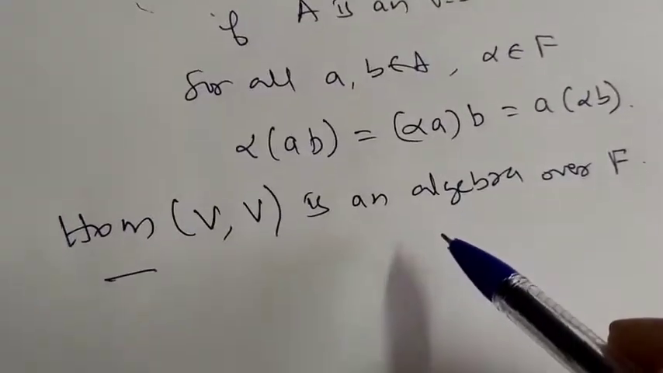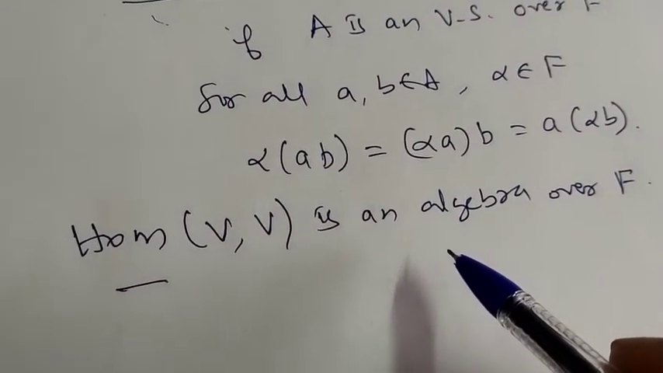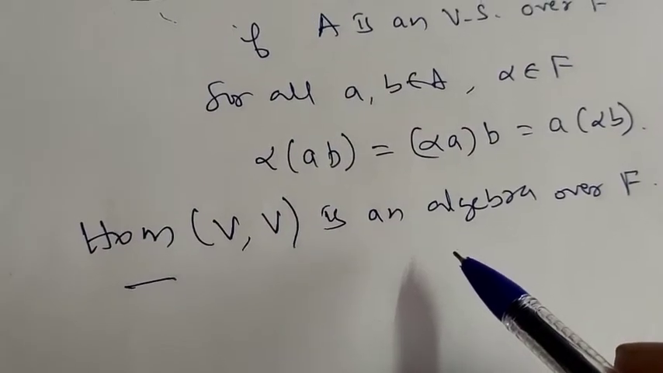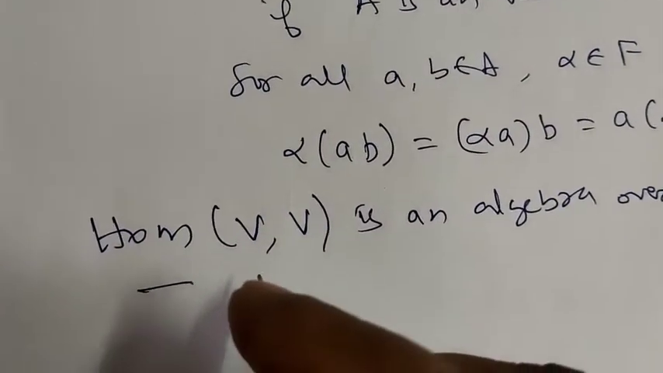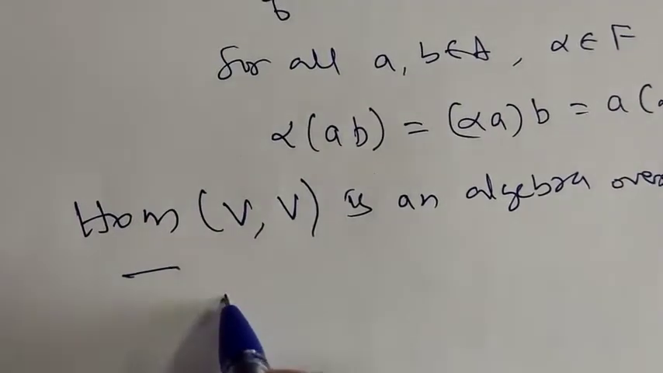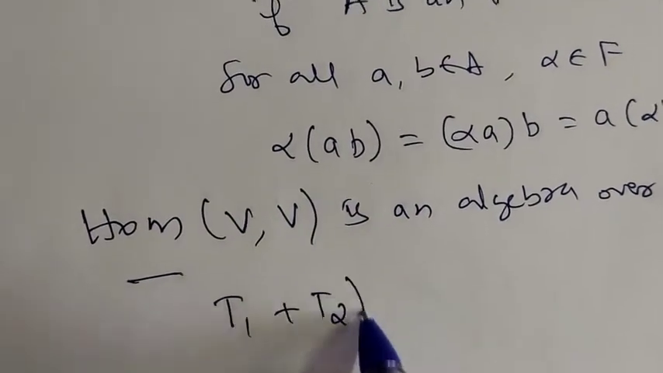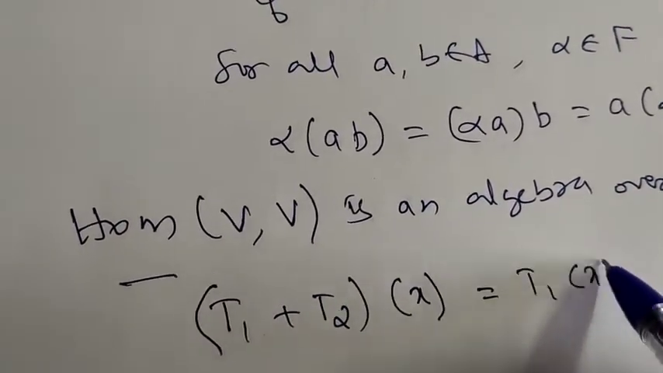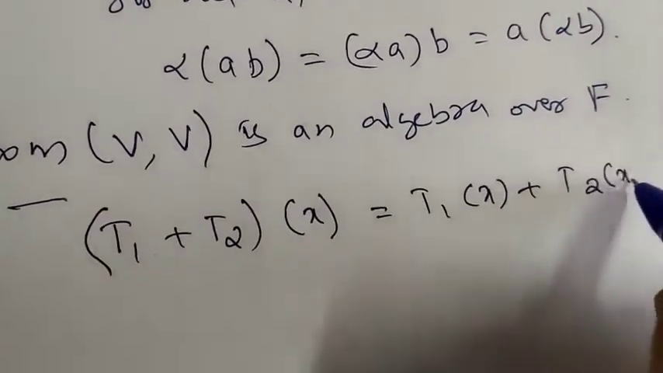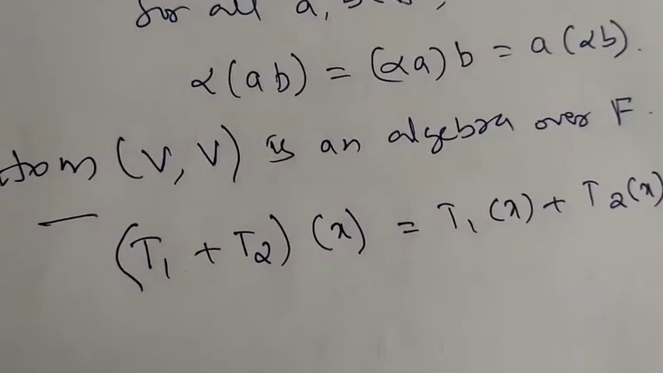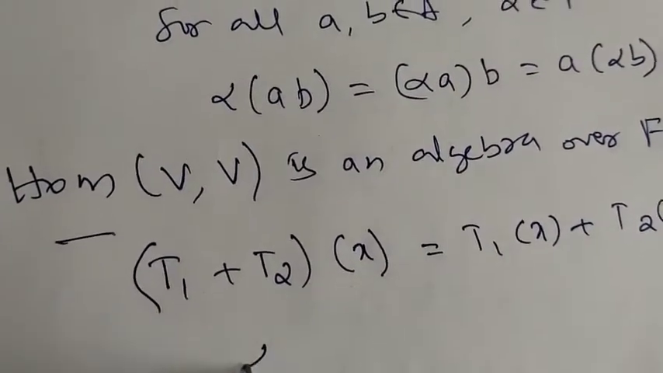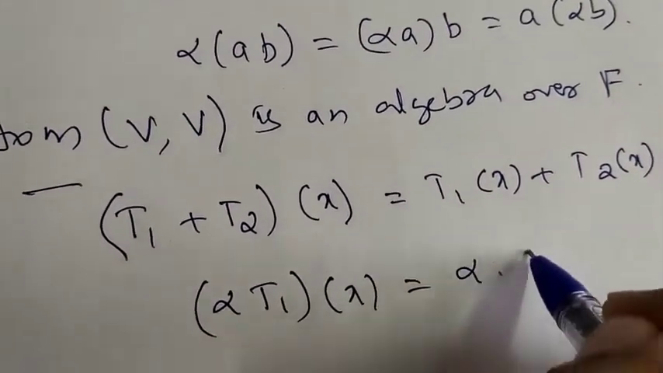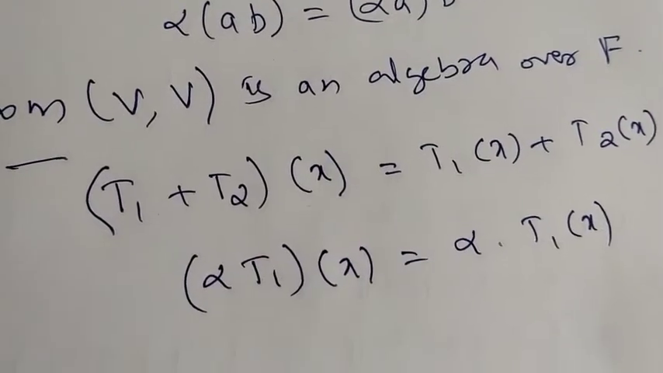So to prove it is an algebra over F, we need three binary operations. One is addition of vectors, multiplication of vectors, and the scalar multiplication. Say, how do you define the addition of any two elements? Say T1 and T2 are two homomorphisms. Their addition is defined as (T1 plus T2) of x is T1 of x plus T2 of x. This you know. And the scalar multiplication is (alpha T1) of x is alpha times T1 of x. Okay.